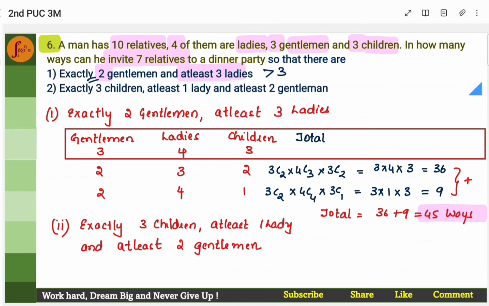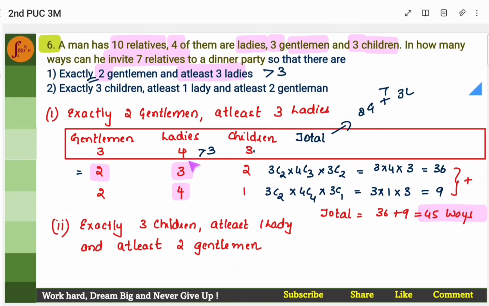So now first I write this. First I write gentlemen, ladies and children, and total. Total means what is the requirement? It should be 2 gentlemen and at least 3 ladies. So it should be 3 ladies, greater than or equal to 3 ladies. Right? So now I'll write down 3 gentlemen are there, 4 ladies are there, 3 children. Right? You can write different combinations. So I need to get 2 gentlemen. So I put 2 gentlemen, exactly 2 gentlemen. Ladies should be at least 3. Now we'll come up with the different combinations. You should have exactly 2 gentlemen and you can have 3 or more ladies. So what are the different combinations? It can be 3 ladies or 4 ladies.